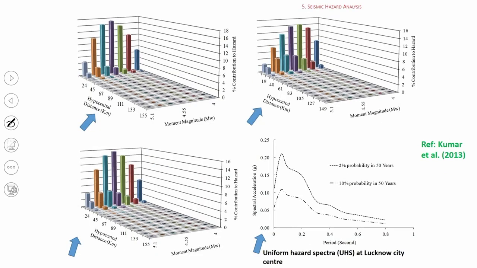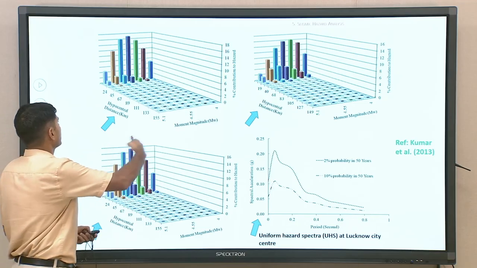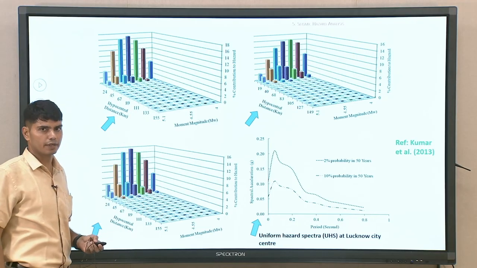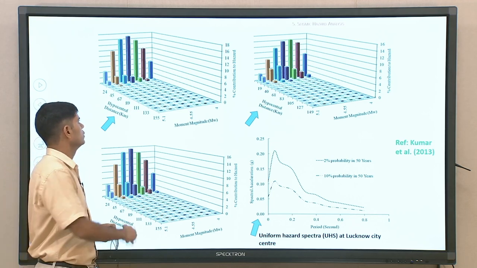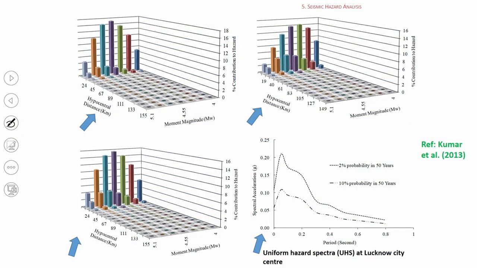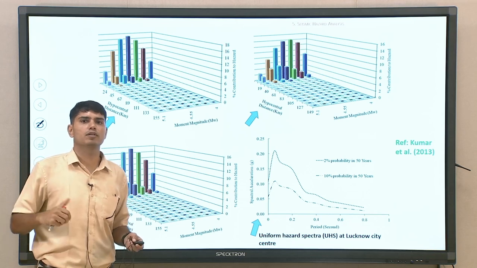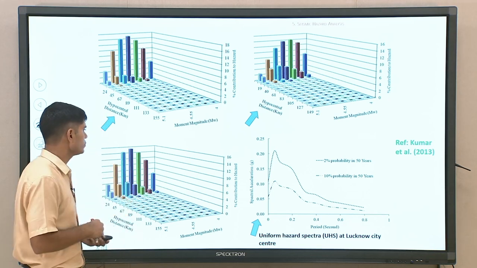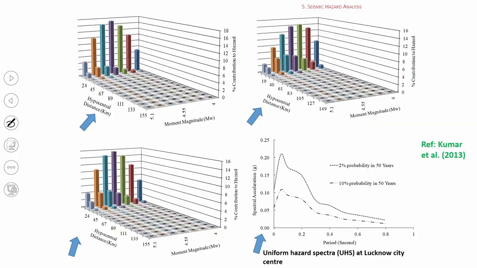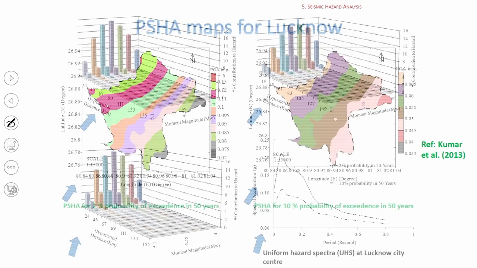We can also get the deaggregation, which is basically a plot of how much contribution different magnitude and distance combinations give at a site of interest, which is given here. So, this can help in finding out, if there is an important fault, what particular magnitude on that fault can be considered the worst scenario for my site of interest. And this is the uniform hazard spectra. I have taken this from Kumar et al. 2013, and the reference is given in the next slide.